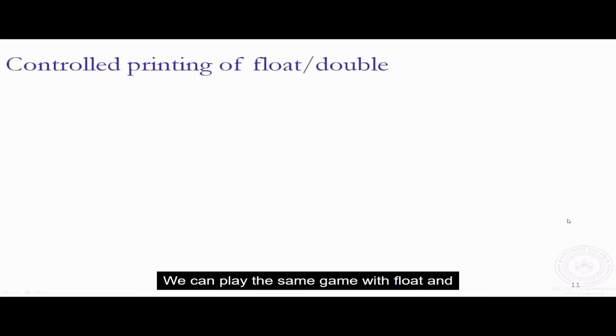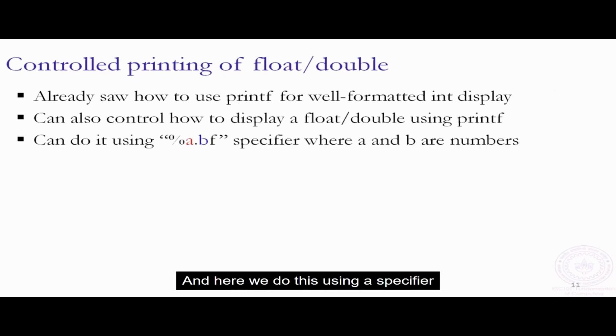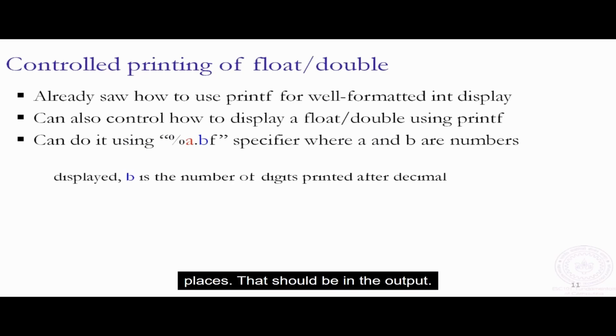We can play the same game with float and double. And here we do this using a specifier that uses a syntax that looks a little bit like this, where the A that is given in red specifies the number of columns to be used to print the output, and the B in blue that follows the dot specifies the number of decimal places that should be in the output.